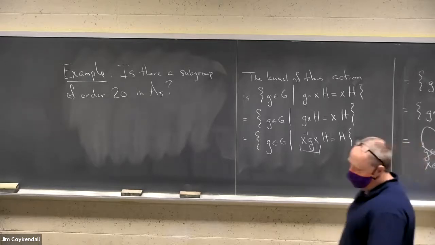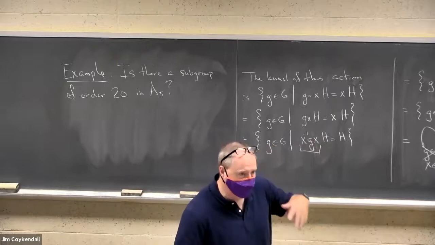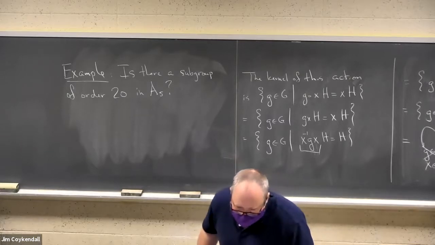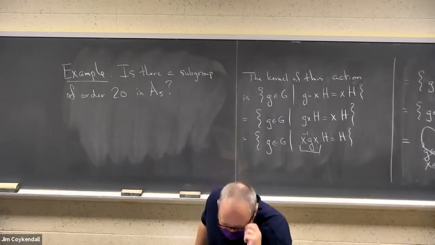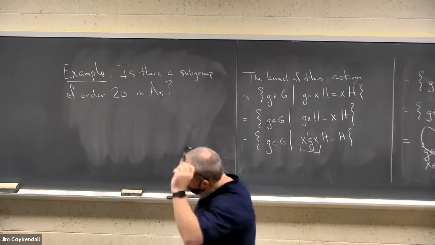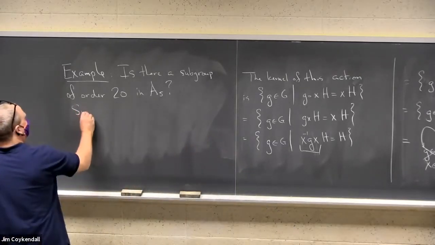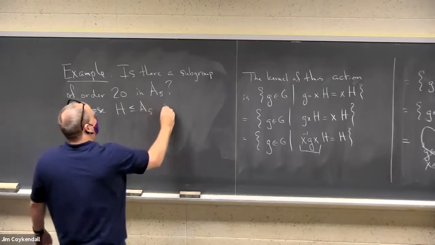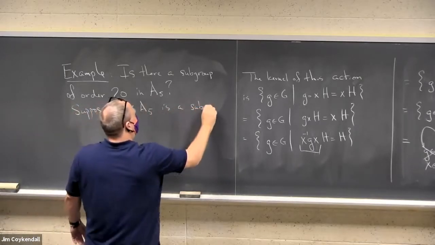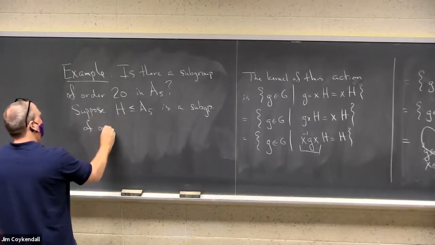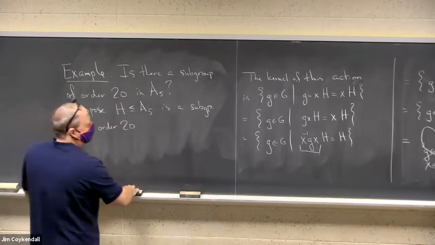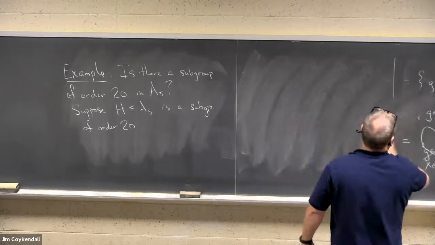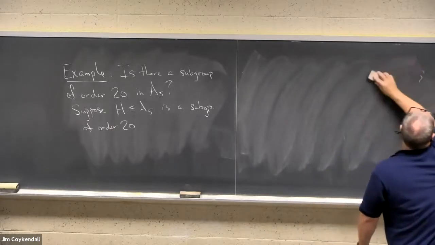Let's see if we can get to the bottom of this. I mean, you know, A5 has 60 elements. That's a lot of possible subgroups. Nobody wants to slog through that. And here, I'm going to do the conjugation action. You can do the left coset action too. See if you can work through the example like this.